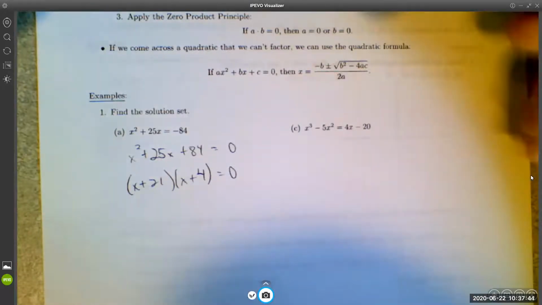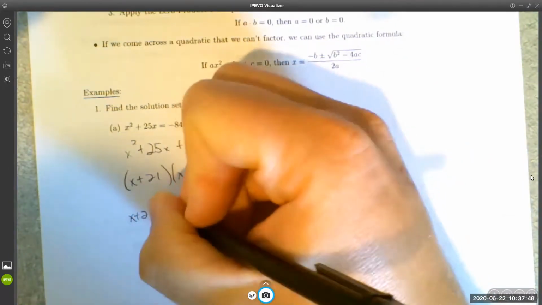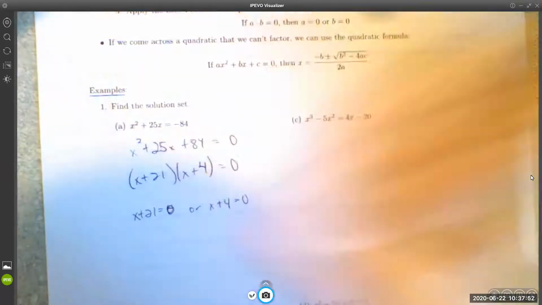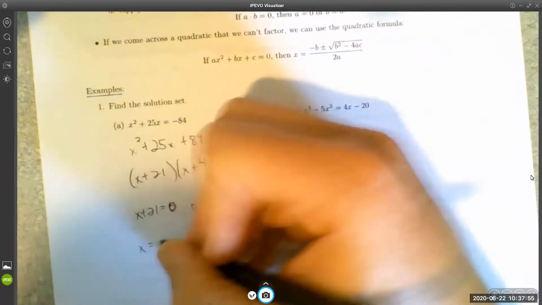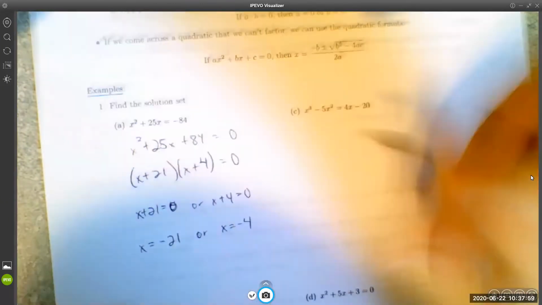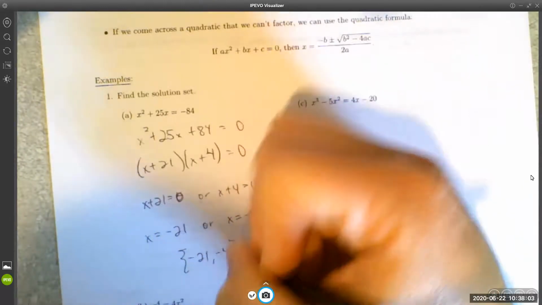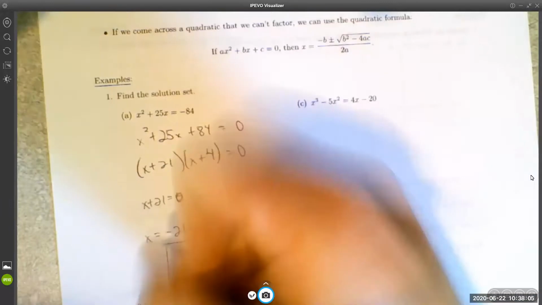So there you go. So then we get x plus 21 equals 0, or x plus 4 equals 0. So that would imply that x is negative 21 or x is negative 4. And there you go, right? There's our solution set. So we have those two solutions.